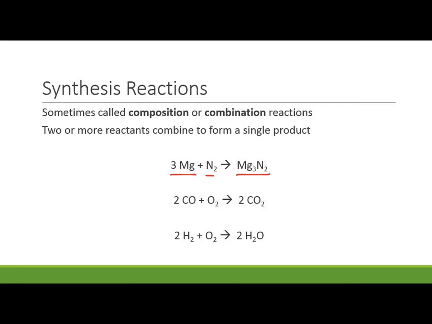Same type of thing happening with our carbon monoxide and oxygen, we are forming one new substance. Again, two things coming in, forming one new substance. All right, so a synthesis reaction.